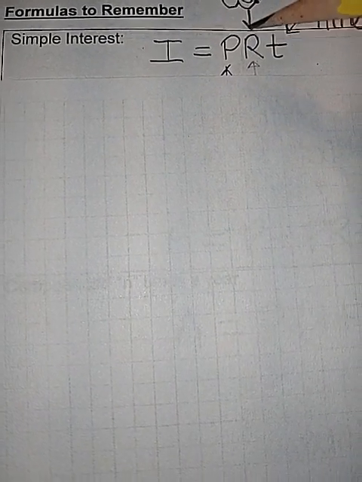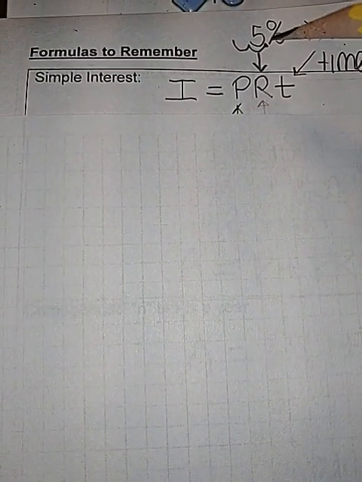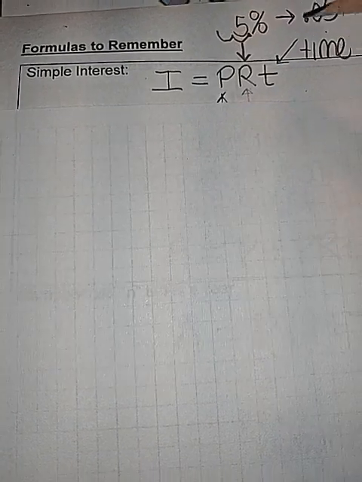Now, when you use your simple interest formula, a couple things you have to be mindful of. First thing is when you're talking about rate, this is given to us as a percent. So we'll say something like 5% per year or 6% per year. You always have to take that percent, whatever it is, and change it into a decimal. And the way we do that is we locate the decimal and we move it twice to the left.